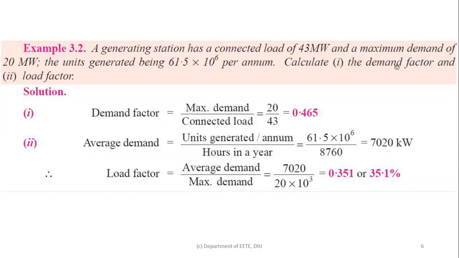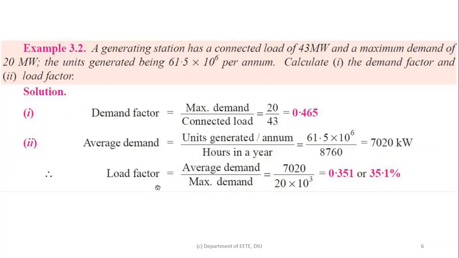To find the demand factor, we all know it equals the maximum demand divided by the connected load. The connected load is given as 43 megawatt and the maximum demand is given as 20 megawatt. It's very easy, like an easy cake. You put in the values and you get 0.465. As we all know, the demand factor is less than 1, and we can see the value is less than 1. The next thing is to find the load factor.